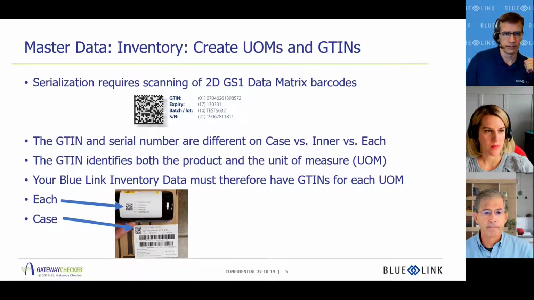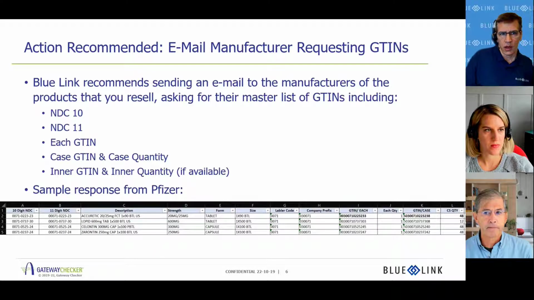So what can I do in the immediate term? Well, if you haven't already started to gather GTINs, one of the first things you could do is start emailing the manufacturers of those products. So it's not necessarily the supplier that you're buying from. While you could ask Amerisource, for example, for a list of GTINs for the products you're purchasing, you may have better luck contacting the manufacturer of those items. If you need help contacting those manufacturers, let us know.